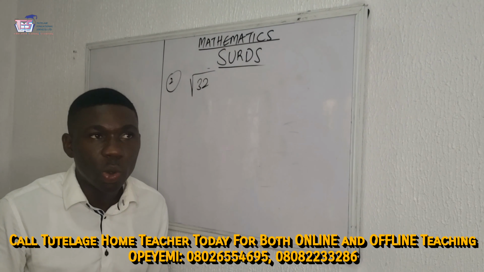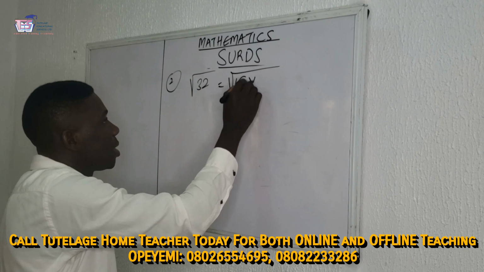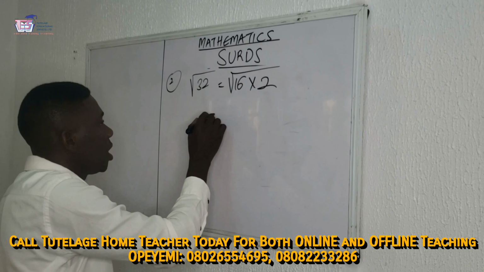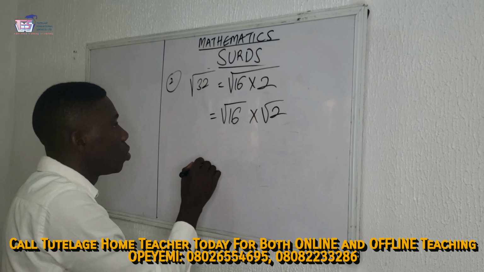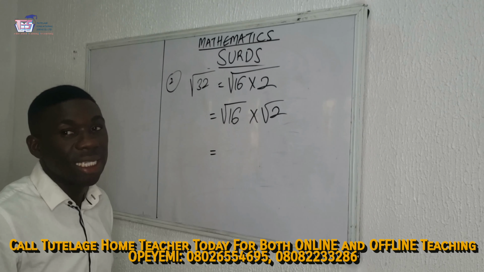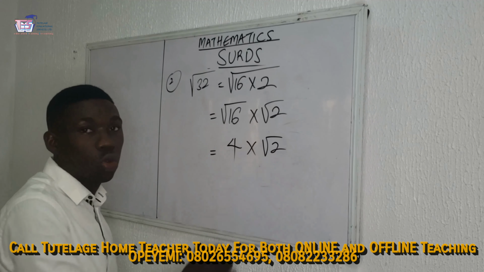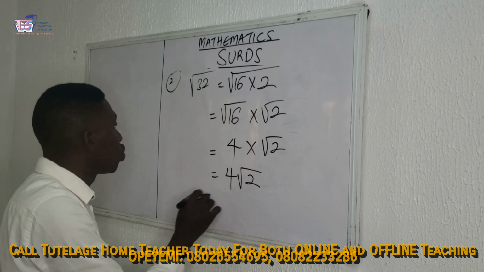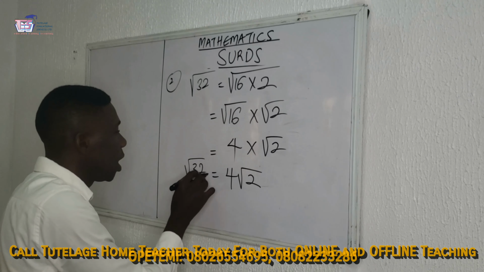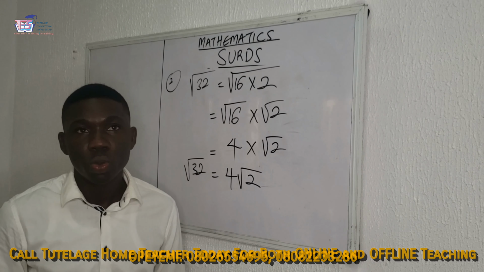16 is also a perfect square. So let's express square root of 32 as square root of 16 times 2. This can become square root of 16 times square root of 2. The square root of 16, since 16 is a perfect square, is 4, times the square root of 2. So this becomes 4 root 2. So the square root of 32 equals 4 root 2.